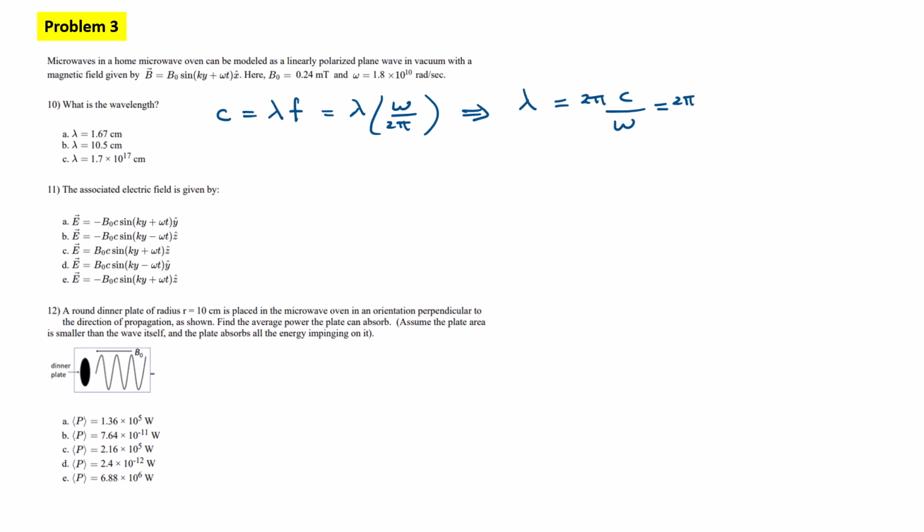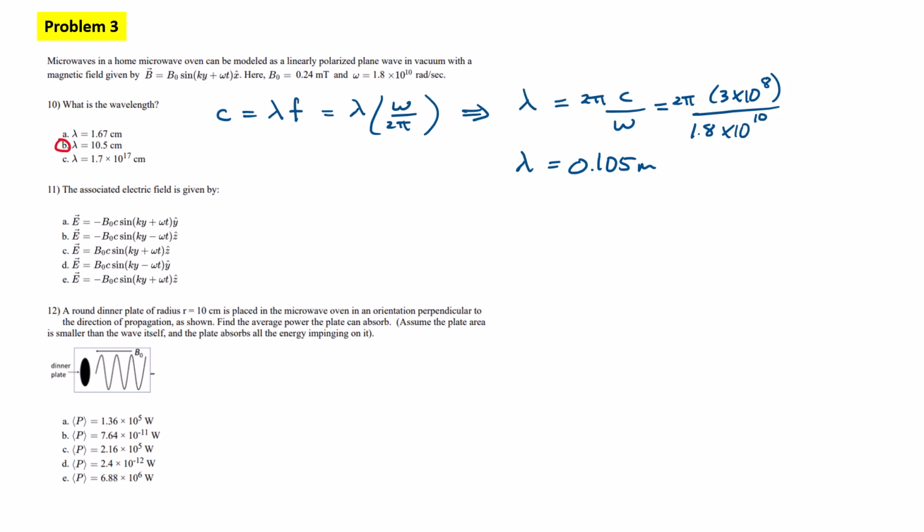Now you just substitute the numbers. 3 times 10 to the 8 for the speed of light. And now my omega is 1.8 times 10 to the 10 radians per second. All right, you go ahead and put all of those numbers in the calculator. You should get like 0.105. I've calculated that in meters. Now, if you look at all these choices, they're all written in centimeters right there, but clearly choice B has to be the correct answer.